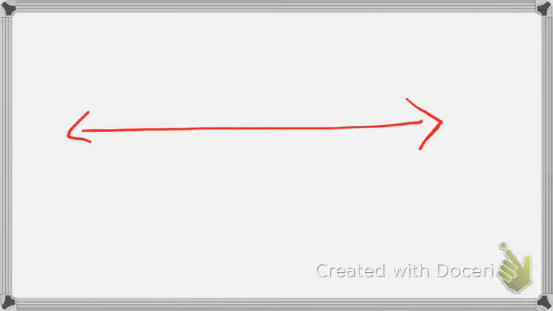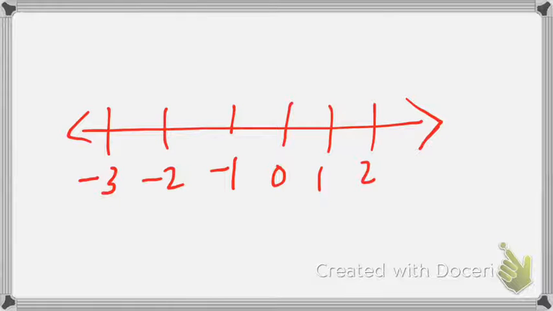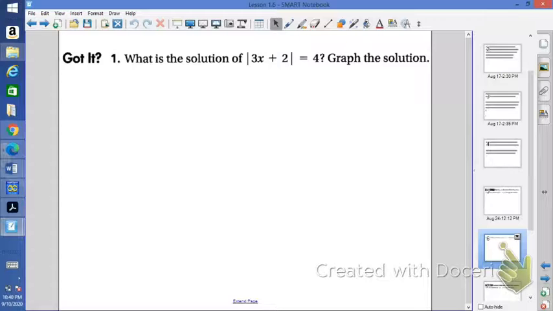Now to graph, all you have to do is draw a number line and mark it up: -3, -2, -1, 0, 1, 2, and 3. Our solutions were -2 and 3, so we draw a closed circle on -2 and a closed circle on 3. And we're done with the first one. Alright, next problem.